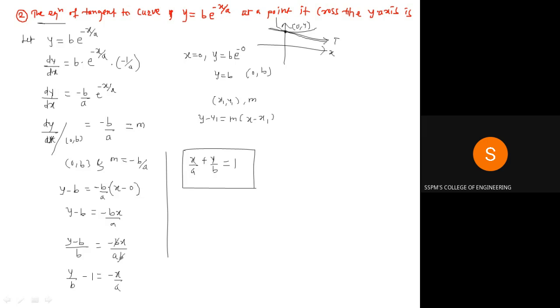So here the next application is normal. So how to get their normal? By using their concept of differentiation.